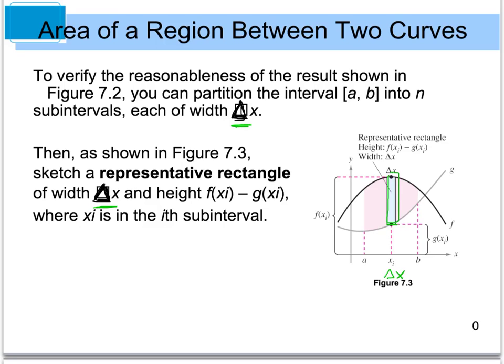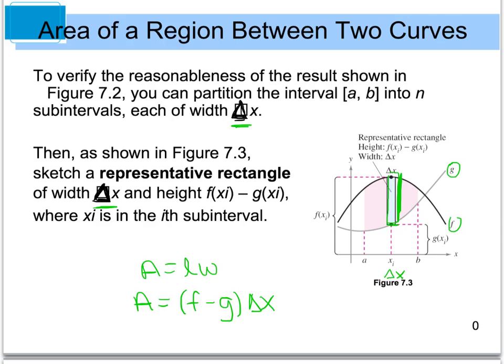Now, we know that the area of a rectangle is equal to length times width. So if I know that my width is equal to delta x, I now have to find my length, which is going to be essentially the height. And to find the height, you're going to take your highest function, or in this case that's function f, and you're going to subtract the other function, or the lowest function, which is g. So you end up with A is equal to function f minus function g times your delta x.